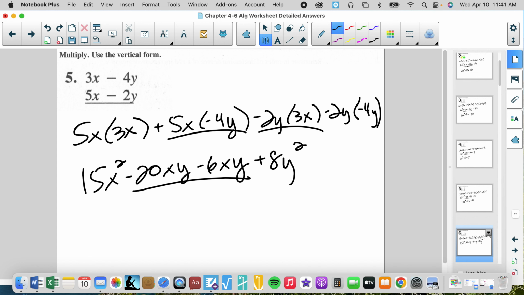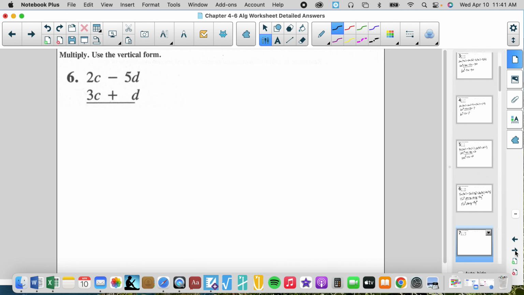These are still like terms. 15x squared minus 26xy plus 8y squared. That is in standard form.